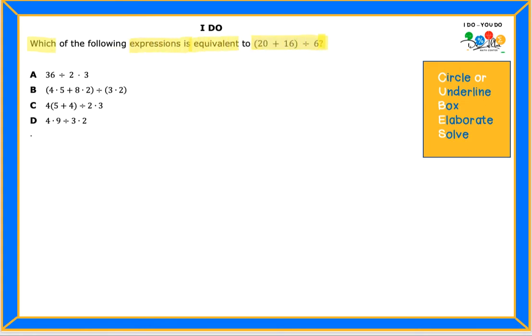One expression is given. And the next thing that we have to do, we circle or underline, because we highlighted. Box the question, and it is exactly the same information. Which expression is equivalent, and one expression is given. My next step will be elaborate. We have to find a plan so we can find our answer.